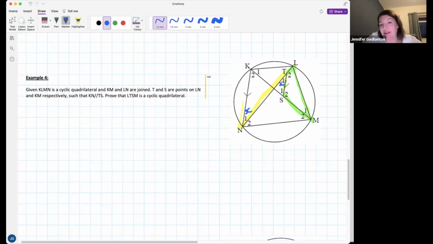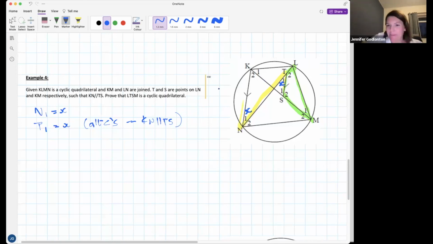Absolutely. Okay. So I'm just going to write down what we've written so far, even if we don't know what we're doing. So N1 is equal to X. And we're just going to say that we've given that. We're going to say T1 is equal to X because alt angles are equal when KN is parallel to TS. Okay. Who can give me another angle that's equal to X?